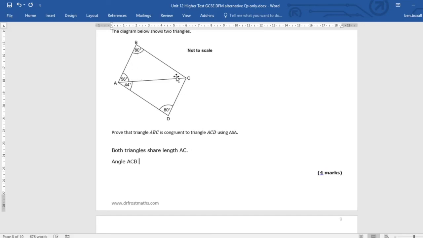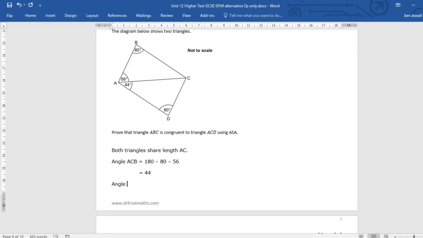Okay, this one here is 180 minus 80 minus 56. I already know what it is, and some of you might have twigged what it is. It's 44. So that there is 44. Now, hopefully you can already see what's going to happen when I do the same calculation here. I'm going to get 56. So we'll have 56, AC as the side between it, and 44. So we'll have a side of AC sandwiched between 56 degrees and 44 degrees on both triangles.